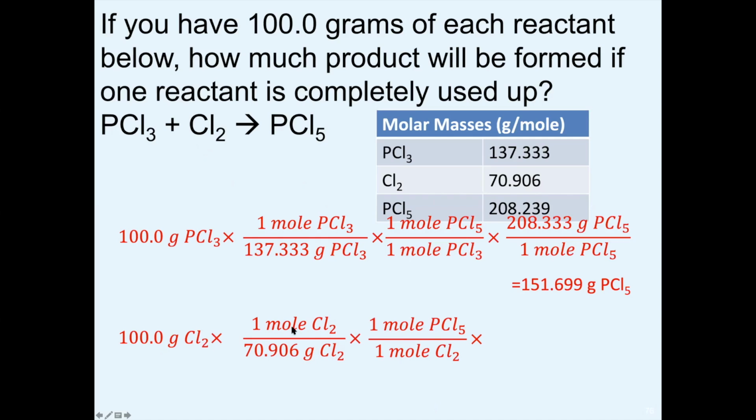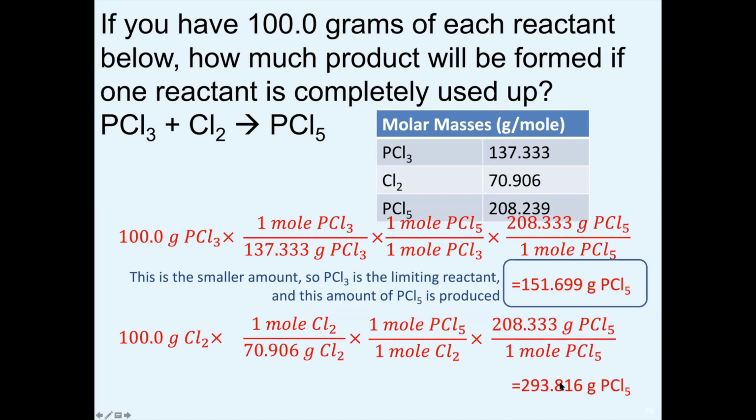So now moles of Cl2 over moles of Cl2 cancel. So right now I have moles of PCl5. So then I just do the same last step as I did above, right? Just convert moles of PCl5 into grams of PCl5 using the molar mass. So you do that math, plug all that into your calculator, you get 293.816 grams. So that is a larger number. Kind of makes you cry, doesn't it?